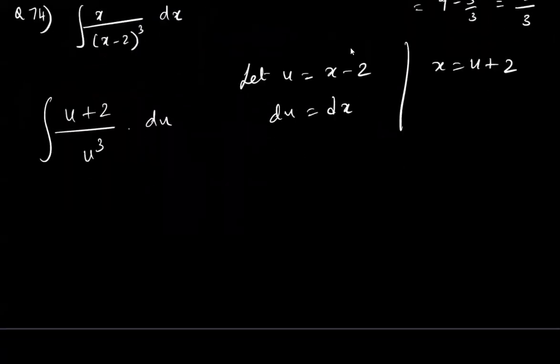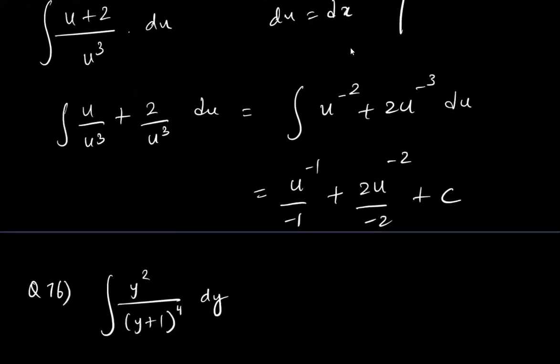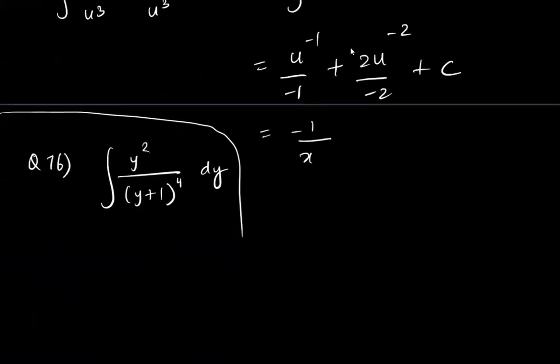Then I split up u over u cubed plus 2 over u cubed du, which is u to the power of negative 2 plus 2u to the power of negative 3 du, which is u to the power of negative 1 over 1 plus 2u to the power of negative 2 over 2 plus c. Simplify this. This will become negative 1 over u, but what was u? u was x minus 2. So negative 1 over x minus 2, and then minus 1 over x minus 2 squared plus c.